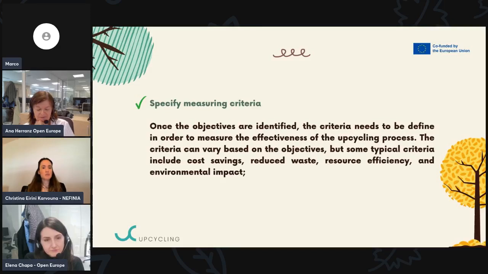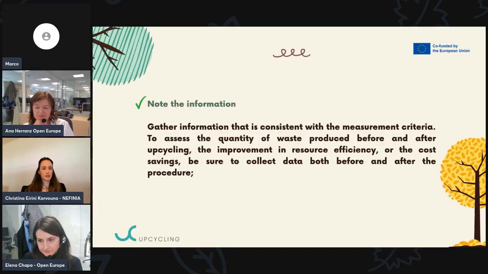Second step, specify measuring criteria. Once the objectives are identified from our side, the criteria need to be defined in order to measure the effectiveness of the upcycling process. The criteria can vary based on the objectives, but some typical criteria include cost savings, reduced waste, resource efficiency, and environmental impact.